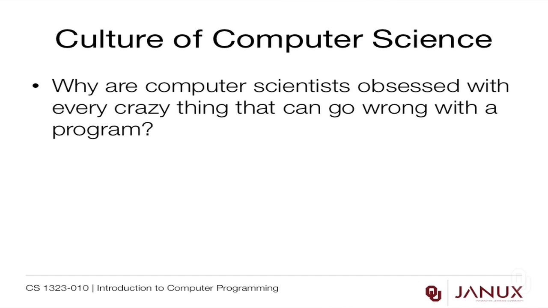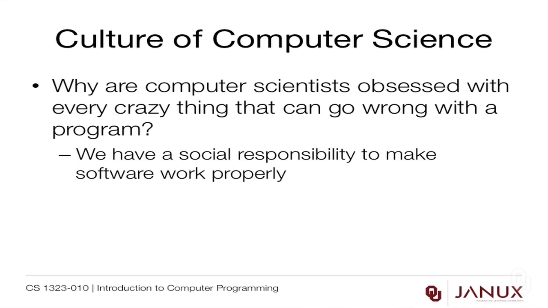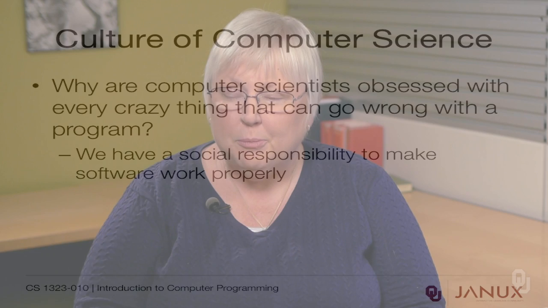Let's talk a little bit about the culture of computer science. Why are computer scientists so obsessed with every crazy little thing that could possibly go wrong in a program? Well, first off, we have a social responsibility to make software work properly. When software fails, people can get hurt, and in fact, people can get killed and have been killed by software. If you're interested in that, do a Google search on Therac 25 and you'll see what I'm talking about.